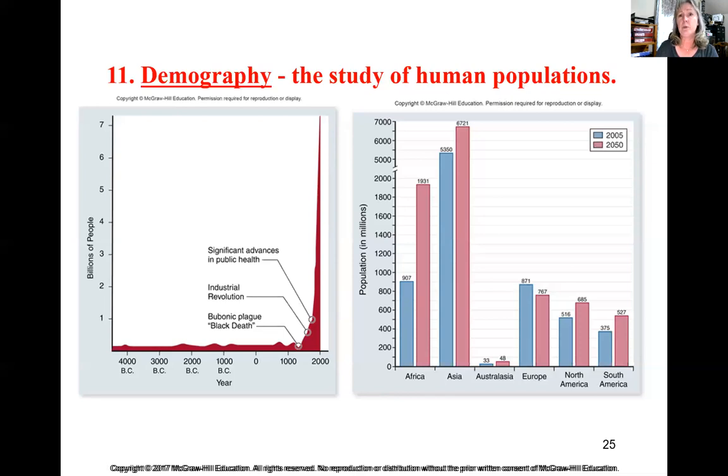So we can try to predict those things based on just general trends. There's no way to know for sure, but one of the trends they base that on is what's going on in that area at the current time. And if those things continue, then what would the population be? So in looking at Africa in 2005, compared to the predicted population in 2050.